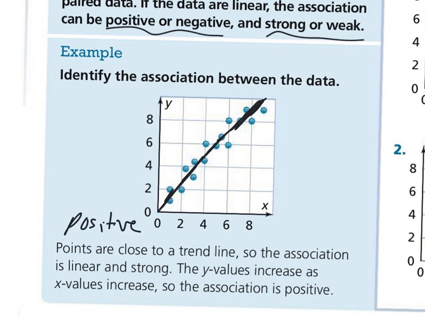And then since it makes a straight line, we could say it's linear. And they're all pretty close to that line, so we could say it's strong. So positive, linear, strong relationship. If you write those in a different order, that's fine.